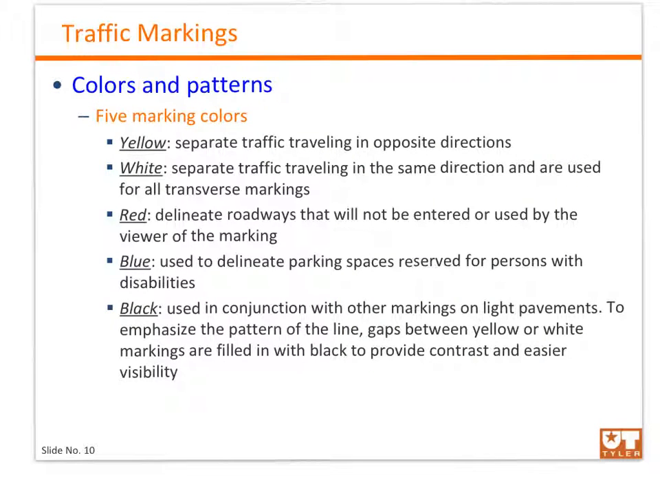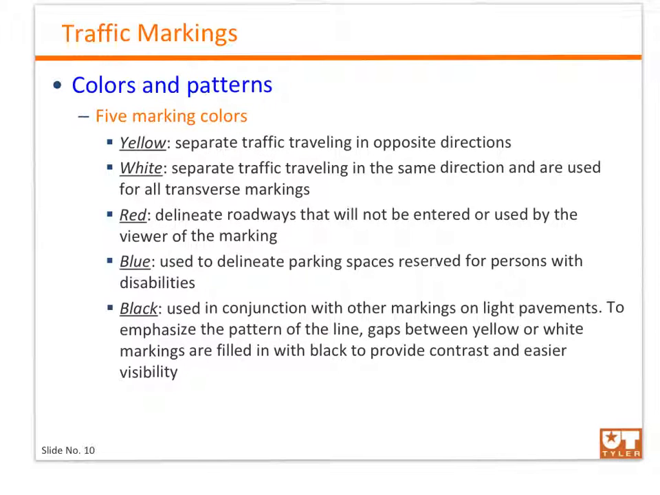How about the colors of the markings? So the color and pattern. There are 5 marking colors that we typically use as traffic engineers while we're designing our traffic markings. The first color is yellow. The yellow color is typically used to separate traffic traveling in opposite directions. So between two opposite directions, you would see a line. Whether this line is continuous or dashed or dotted, we're going to talk about it later. But for now, yellow is used to separate traffic traveling in opposite directions.